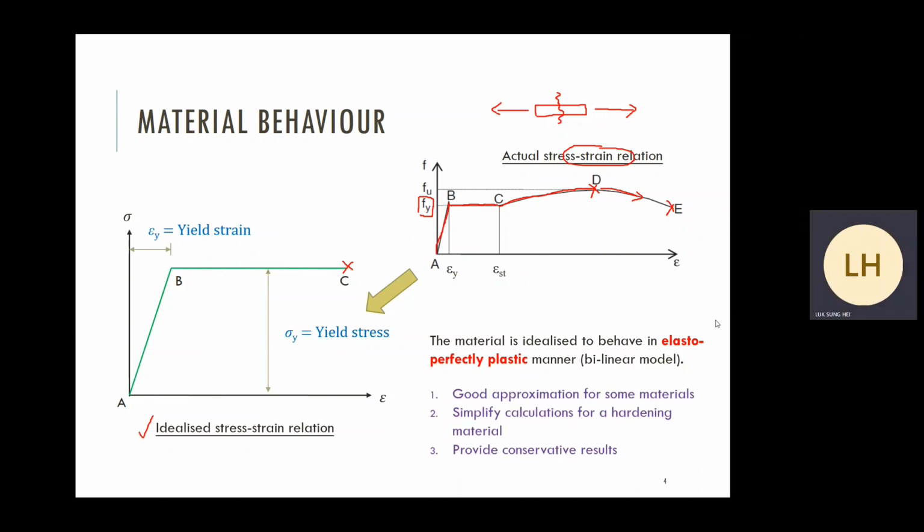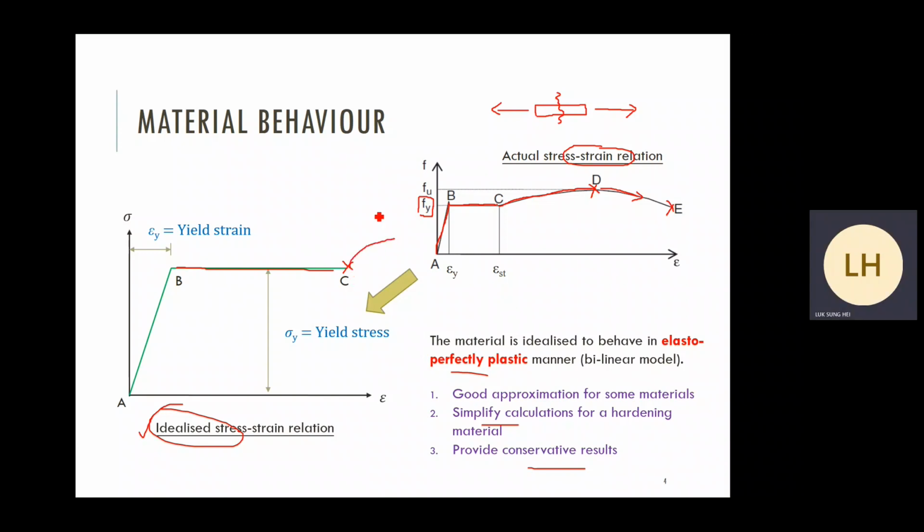This model, we call it the elasto-perfectly plastic model. Perfectly plastic means we have a horizontal line here, no hardening. There are some advantages of using these simplifications. It makes our calculation easier, a good approximation, simplifies our calculations, and more conservative. More conservative because in reality, the material can take higher stress.